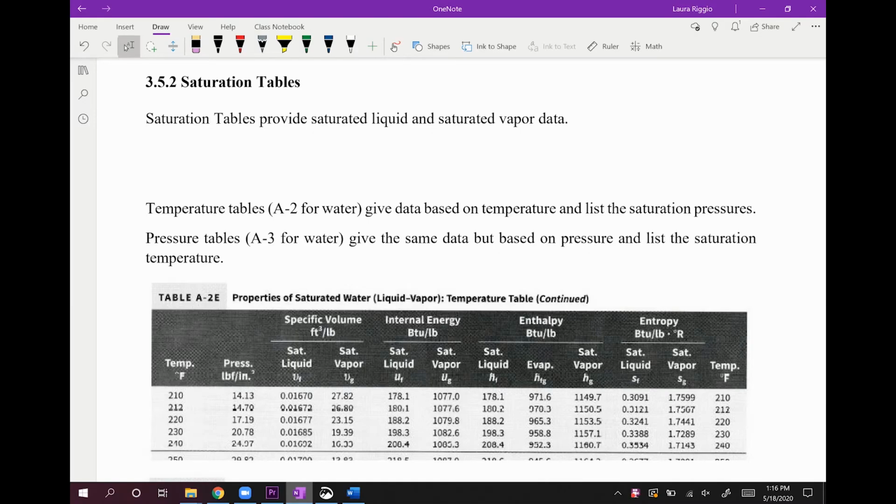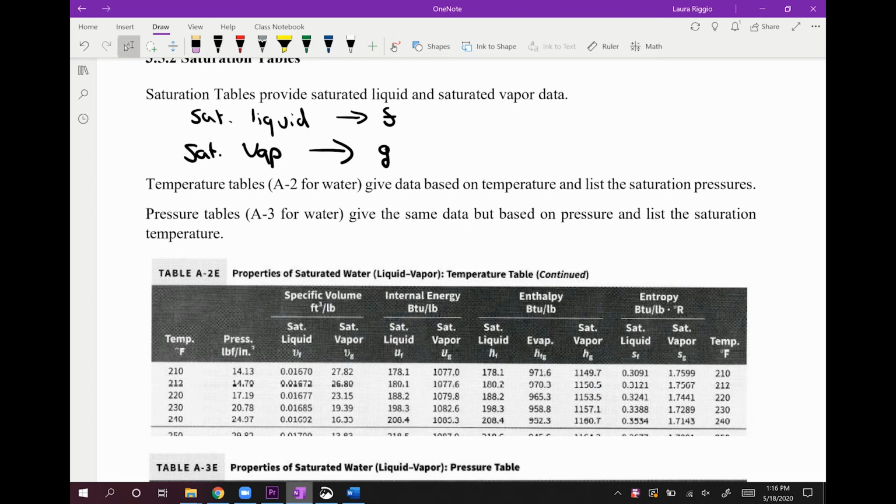In this video, we are going to go over how to use the saturation tables. The saturation tables provide the information for your saturated liquid and your saturated vapor data. Saturated liquid is denoted with the letter F. You think liquid, you think fluid. And saturated vapor is denoted with the little letter G, vapor, gas.